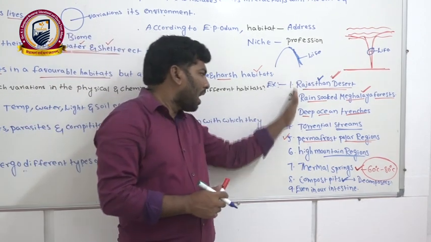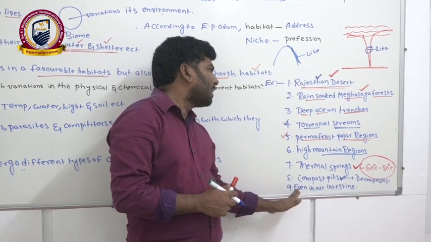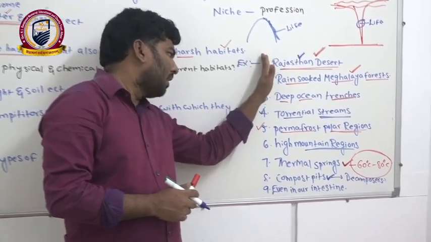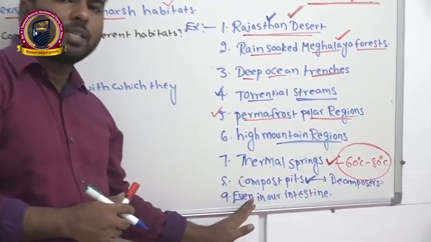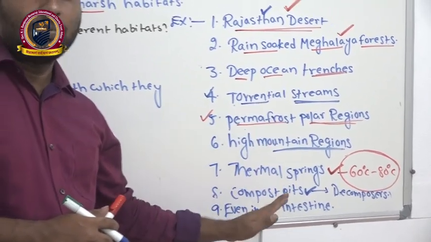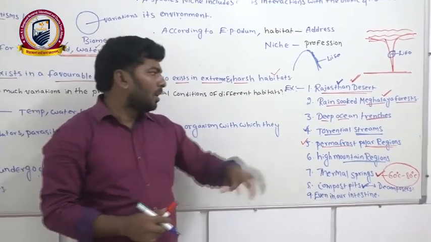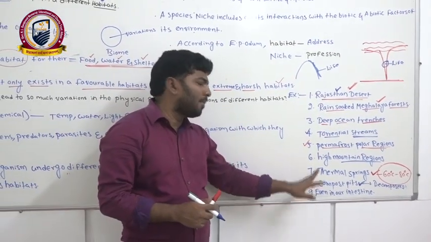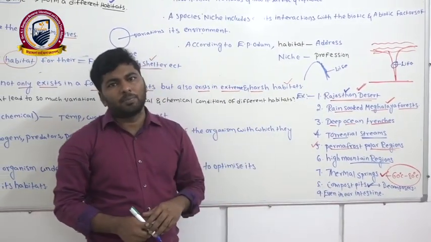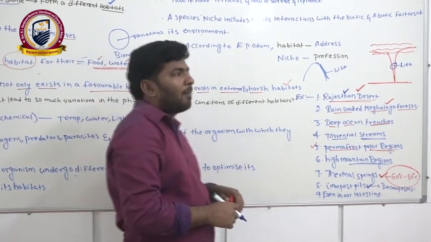Clear? These are the harsh and extreme habitats which are mentioned in our NCERT book. Even in these habitats we have seen some organisms. Okay, not only in favorable habitats have we seen organisms, even in harsh and extreme condition habitats we are observing life. Clear? This is about the habitat.